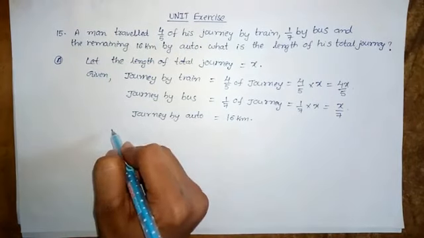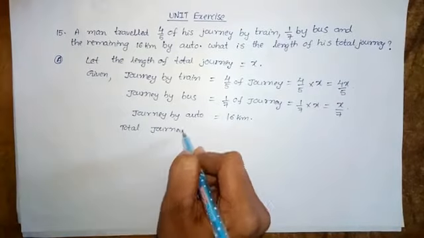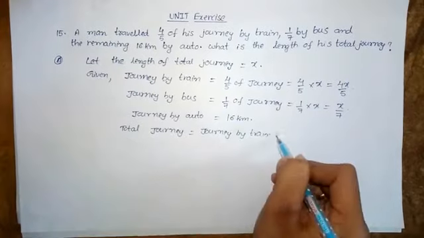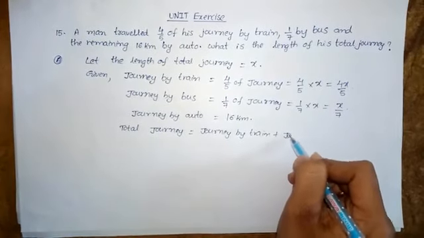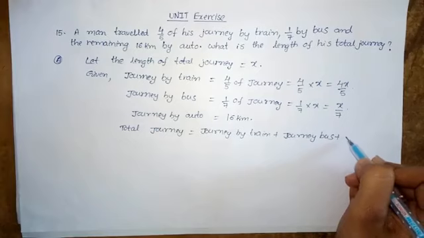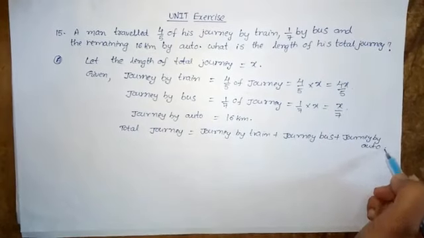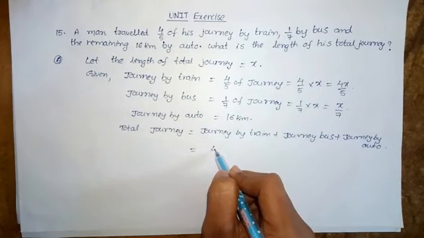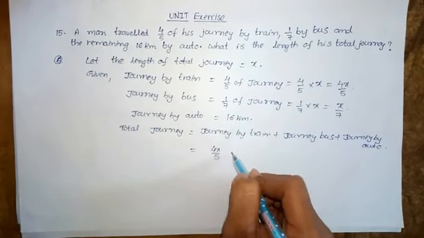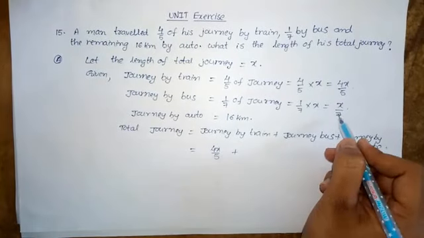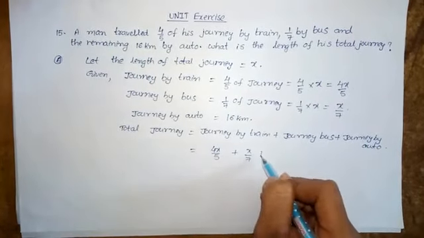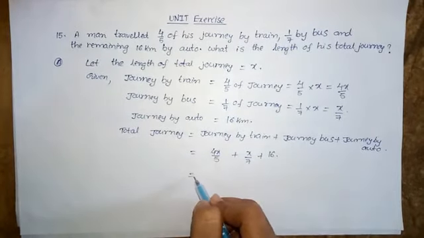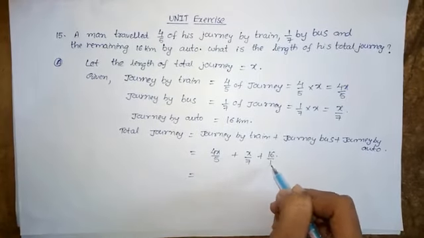So the total journey is equal to journey by train plus journey by bus plus journey by auto. So the journey by train is 4x by 5 plus the journey by bus is x by 7 plus the journey by auto is 16 kilometers, which is 16 by 1.